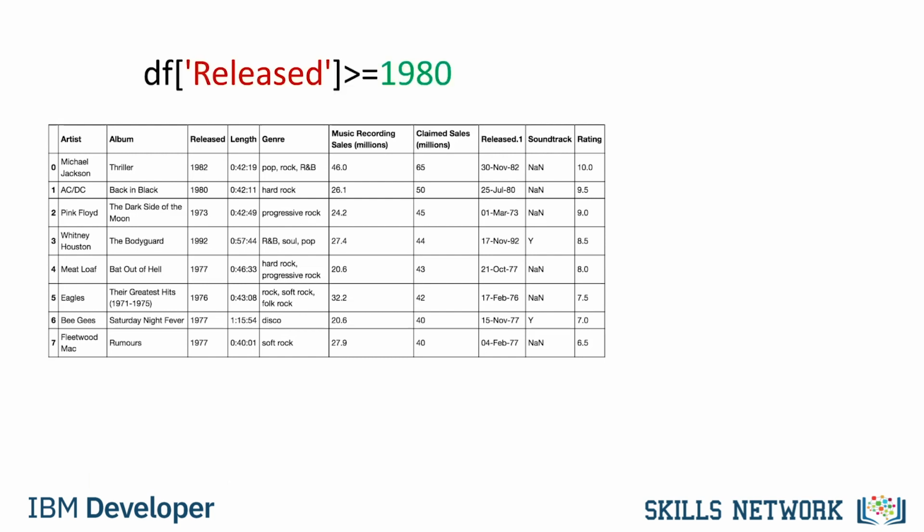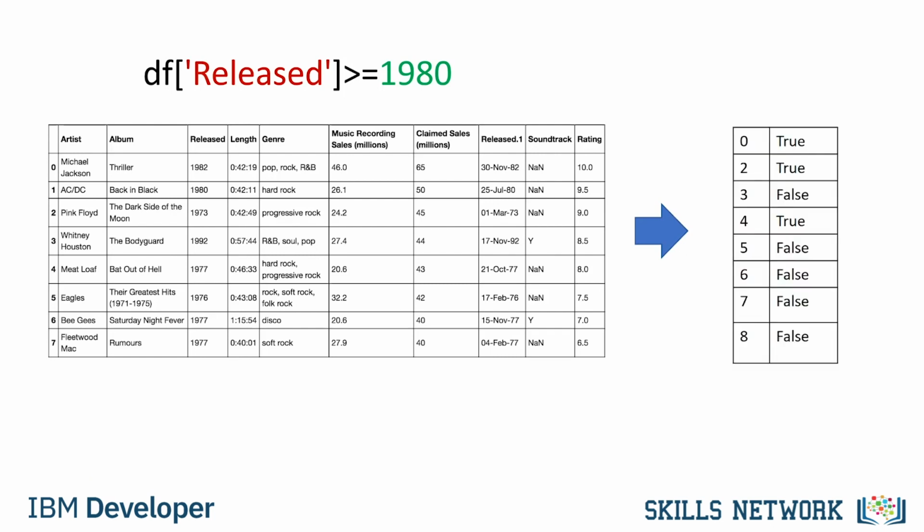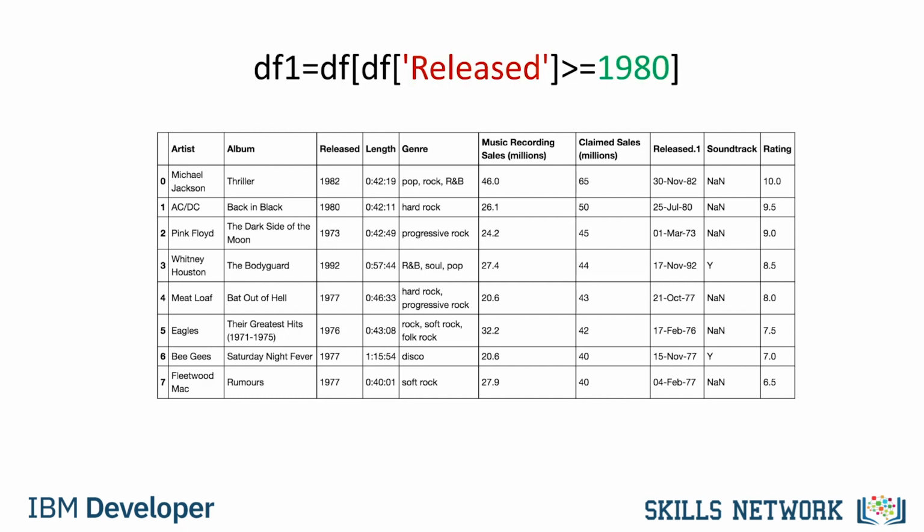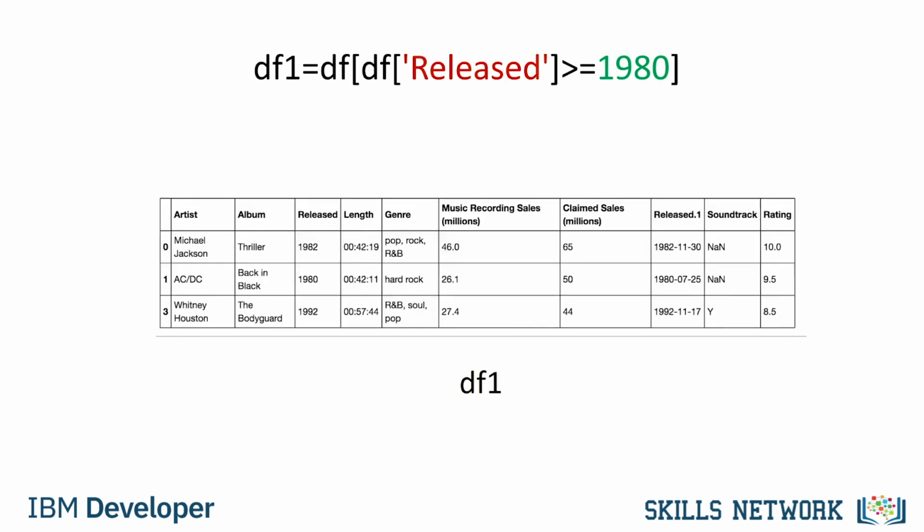For our case, we simply specify the column released and the inequality for the albums after 1979. The result is a series of Boolean values. The result is true when the condition is true and false otherwise. We can select the specified columns in one line. We simply use the data frame's name, and in square brackets we place the previously mentioned inequality and assign it to the variable df1. We now have a new data frame, where each album was released after 1979.